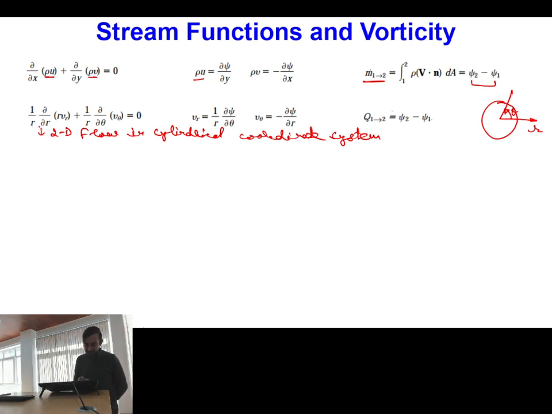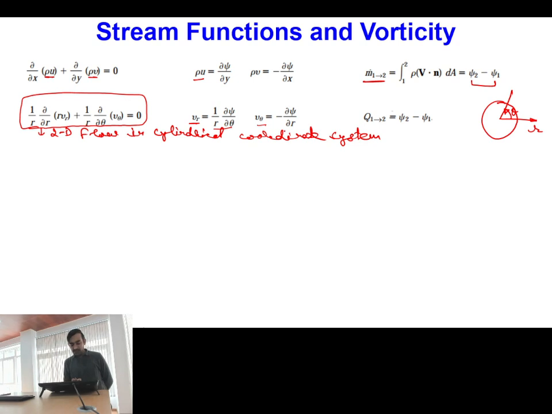Of course the continuity equation for this type of situation is this. So if this is your continuity equation, then you have to select your radial velocity to be 1 by r del psi by del theta, and tangential velocity as minus del psi by del r. Then only your continuity equation will be satisfied by default. And in this situation, your flow rate will be nothing but the difference of psi 2 minus psi 1.